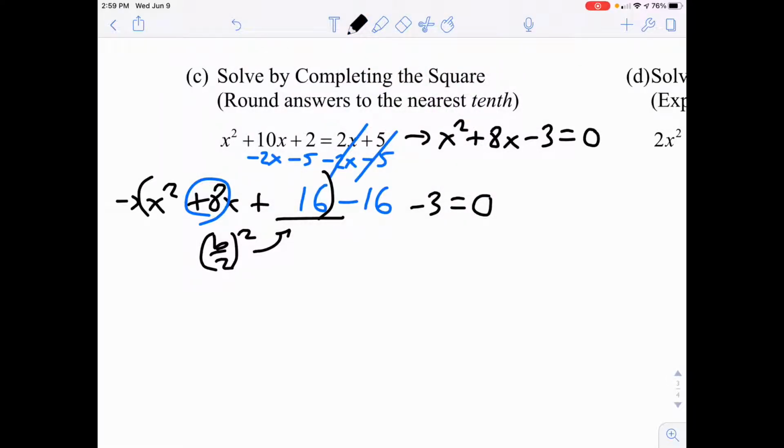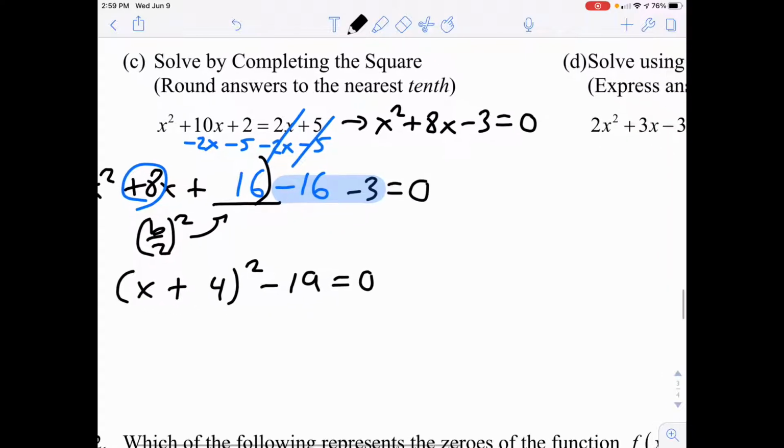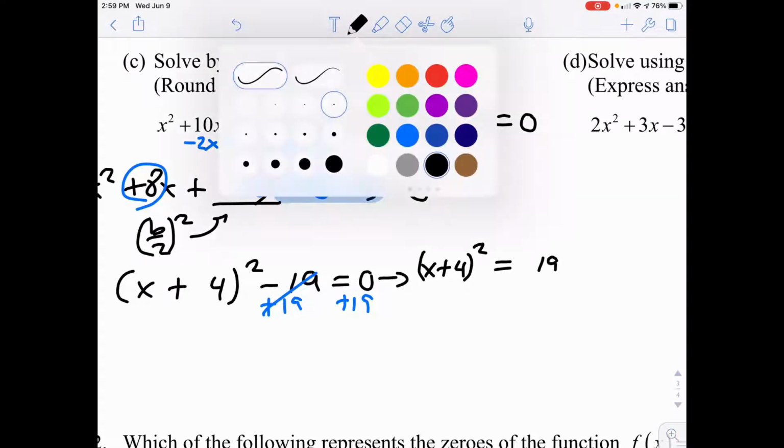Let's go ahead and section that off. That becomes x plus the square root of 16, which is 4, quantity squared, and that's going to be equal to minus 19 equals 0. x plus 4, quantity squared. We're going to add 19 to both sides. Equals 19.